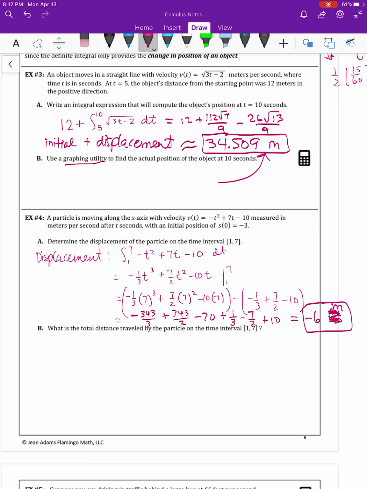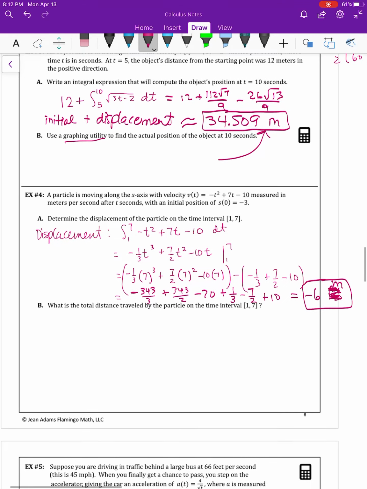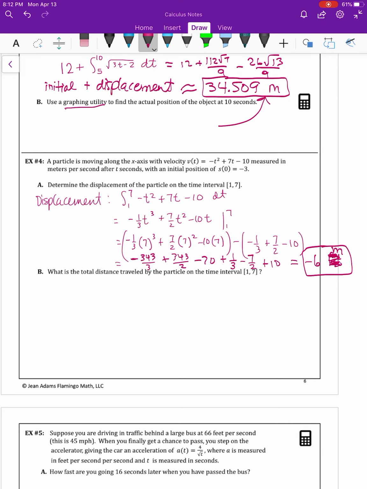Or actually, I put feet. It's supposed to be meters. Sorry, I don't know why I put feet. Negative 6 meters, because that particle is moving along in meters per second. So negative 6 meters. That is the displacement.